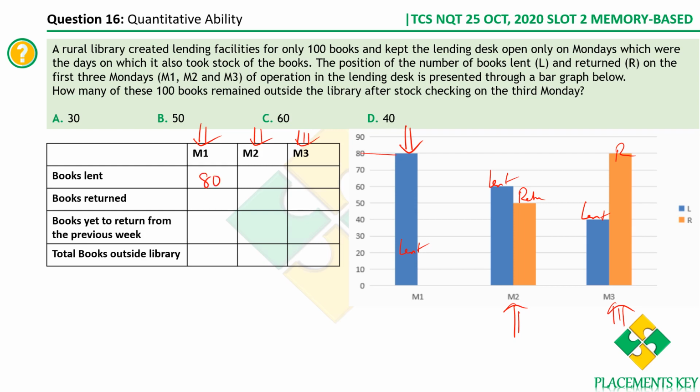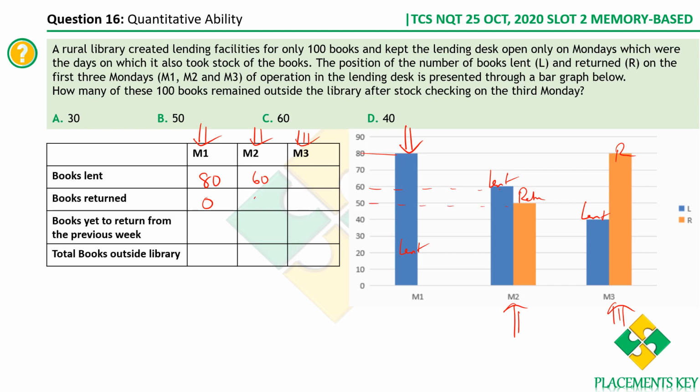It's the first Monday, so no books were returned, so it is 0. Now, similarly, let me also capture the data in the table first. Let's say for the second Monday, how many books were lent? It is 60, right? So 60 were lent, and how many were returned?